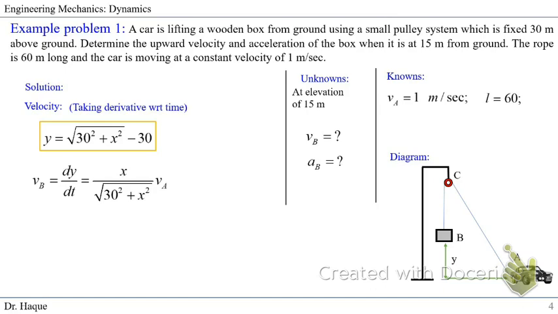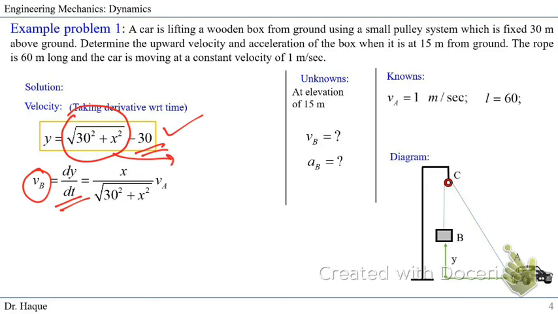Next, let's work on the velocity. To get the velocity, we know that if we take the derivative of the position, we get the velocity. So we'll take the derivative of this equation with respect to time, dy over dt. The length L is constant, so its derivative is 0. How we get there, I'll show you.